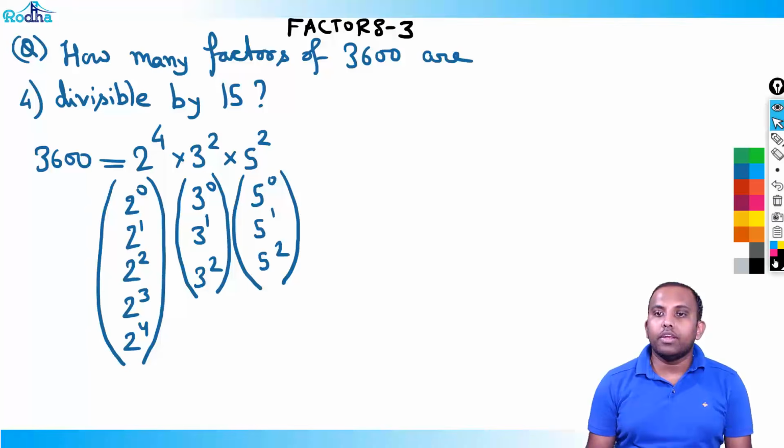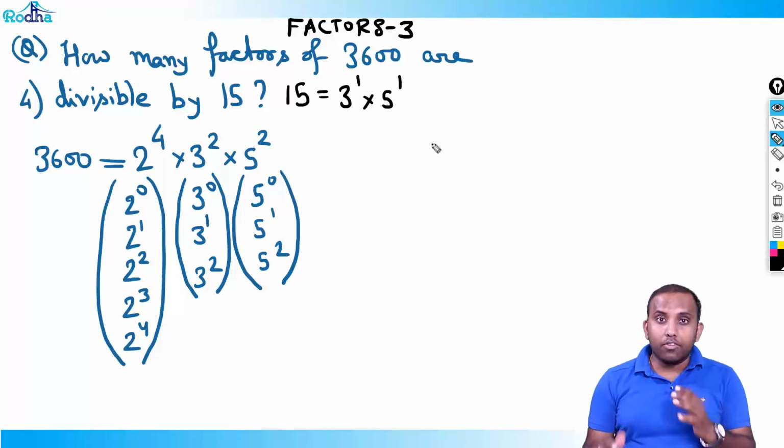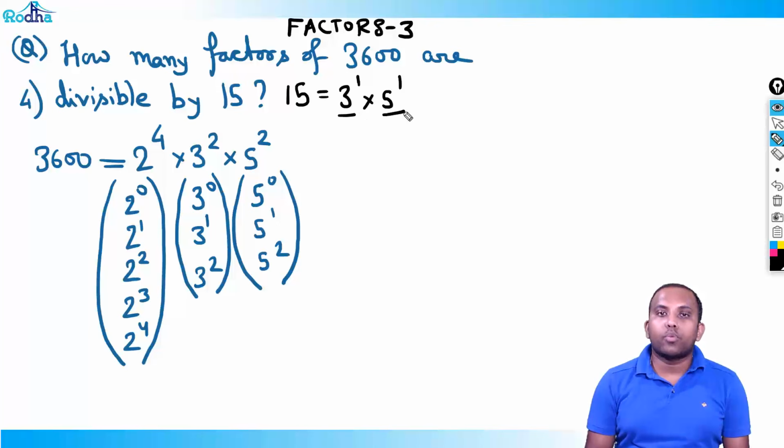We first write 15 into its prime basis. 15 is nothing but 3 into 5, that is 3 raised to 1 into 5 raised to 1. While picking from the brackets of each term, for a number to be divisible by 15, it has to contain at least one 3 and at least one 5. So from 3's bracket, I can't pick 3 raised to 0. From 5's bracket, I can't pick 5 raised to 0. And from 2's bracket, I can pick all the terms.